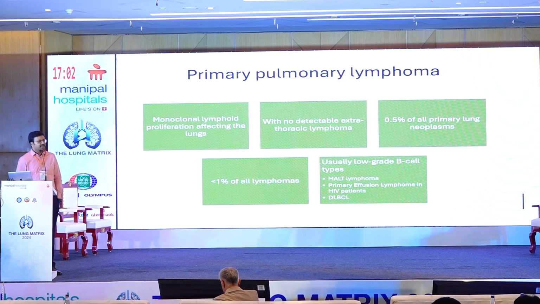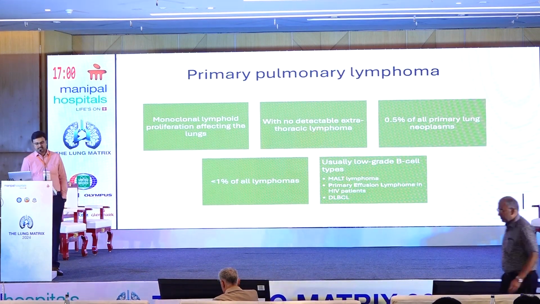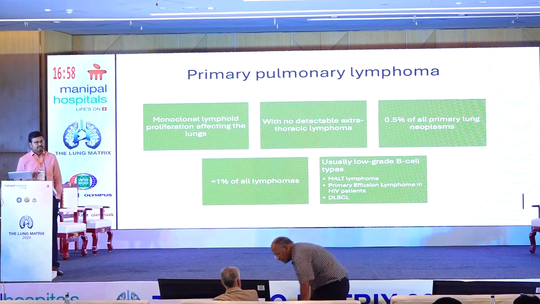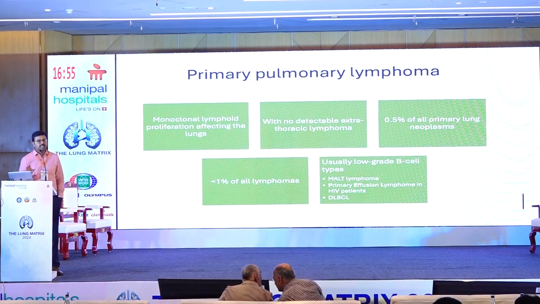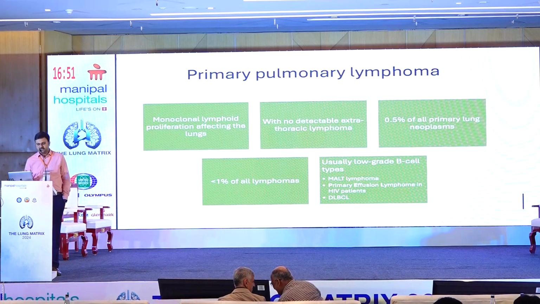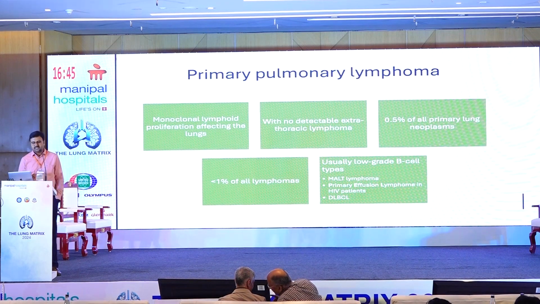Coming to primary pulmonary lymphoma, this is defined as presence of lymphoma only in the thoracic cavity. When a complete workup is done and we can't find any other system involved outside of the thoracic cavity, it is called primary pulmonary lymphoma. It is very rare, less than 0.5% of all the lung neoplasms or less than 1% of all lymphomas together.